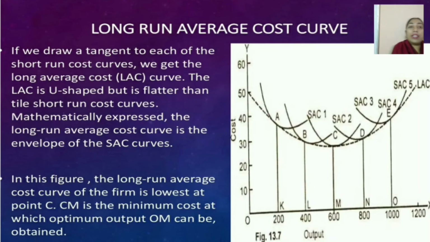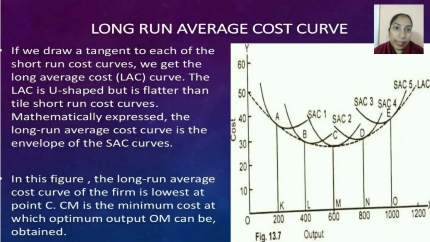If we draw the tangent of each short run cost curve, we will get the long run average cost curve, LAC. The LAC will be U-shaped, but if we see clearly, it is flatter than the short run average cost curves. Mathematically, the long run average cost curve envelops all the SAC curves. Now in this figure, the LAC, the long run average cost curve of the firm, is lowest at point C.